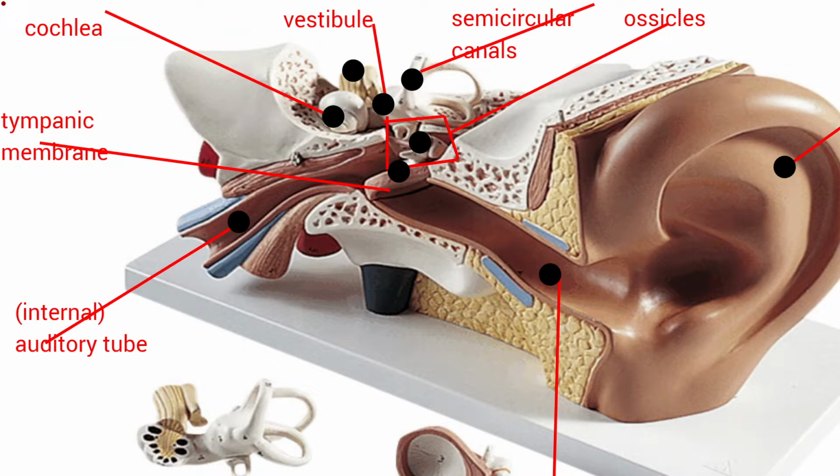Okay, one more time. The auricle or the pinna, the external auditory canal, tympanic membrane, the ossicles, the auditory tube. And then we have the cochlea, the vestibule, the semicircular canals, and the vestibular cochlear nerve.